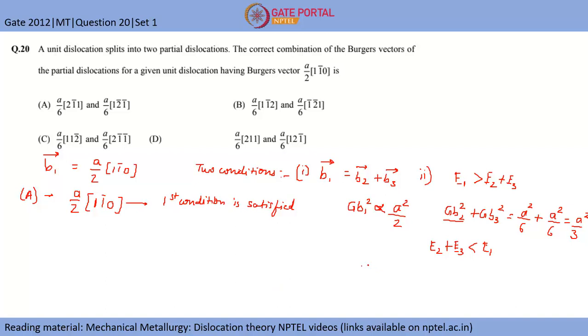Hence, favoring the dissociation of B1, which in turn is the correct answer. So the correct option here is answer A. You can try with B, C and D. You won't get both conditions to be satisfied. In one case one may be satisfied, but the other condition won't be. So I recommend you solve for all the three and then choose option A.